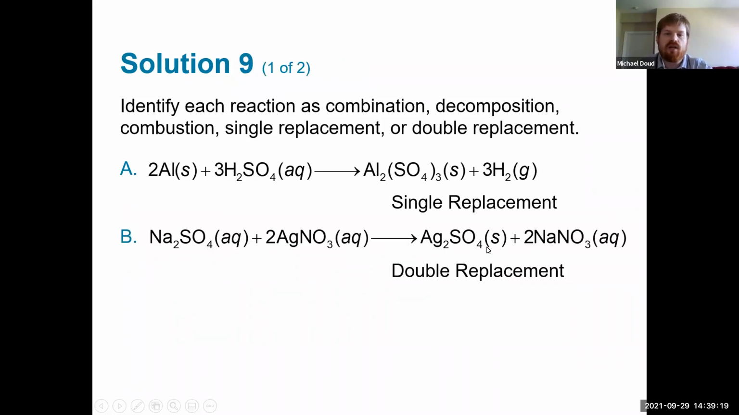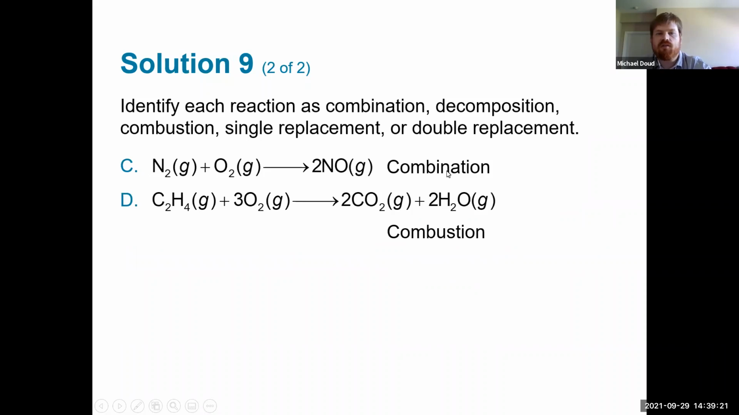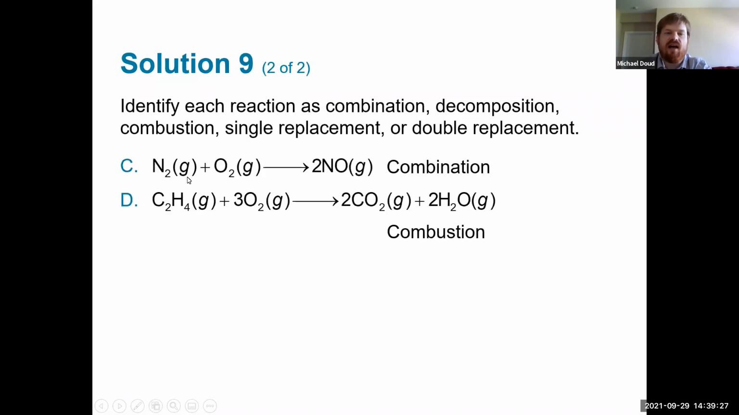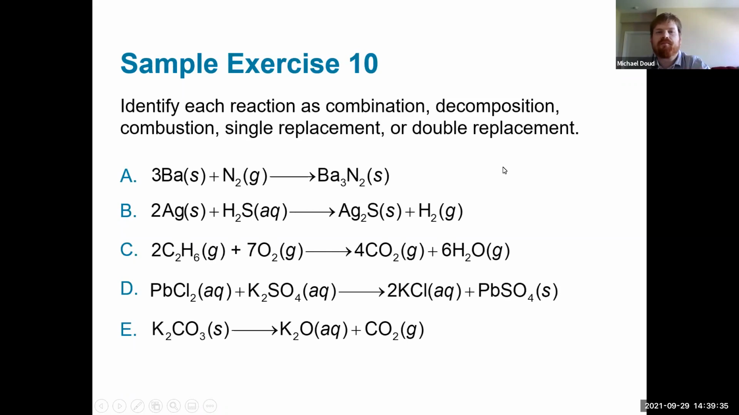Okay, so we got single, double, combination. Wait, I see. Okay, hold on. Okay, so this is definitely a single displacement, right? But this one here is a combination, where nitrogen reacts with oxygen to form 2 nitrogen monoxide.